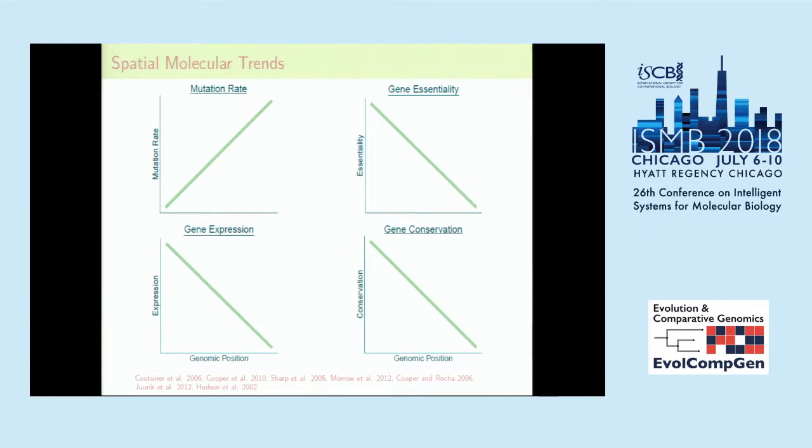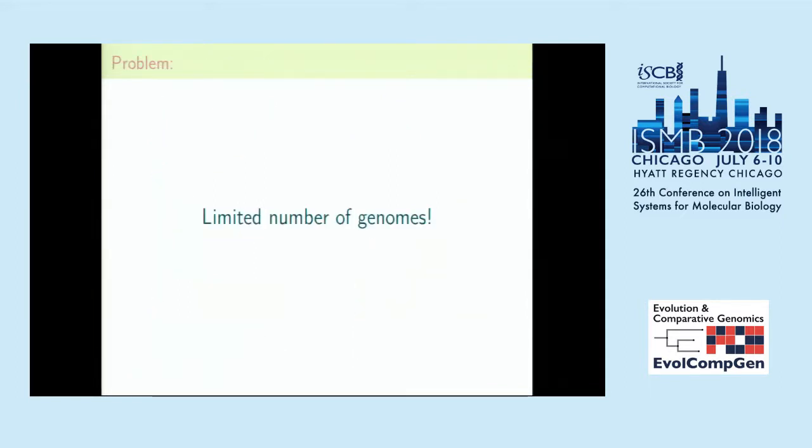Now, a few studies looking at mutation rate in particular didn't find any sort of correlation between distance from the origin and mutation rate, but they did find that it varies. So depending on the genomic location of a genetic element, it can vary their molecular traits, such as expression or mutation rates. Now, the issue with these studies is that they were done using a limited number of genomes, sometimes just one bacterial genome per species.